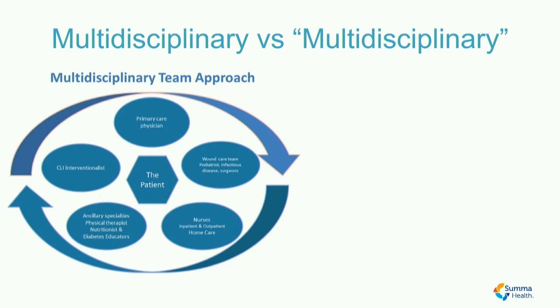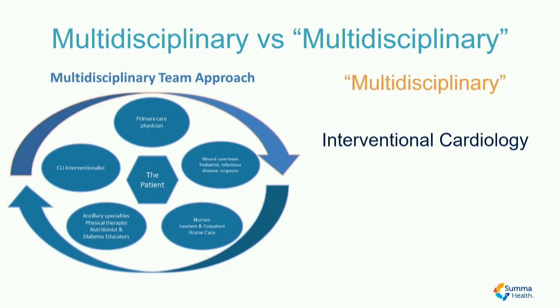You talk about a wound care team that involves a podiatrist, ID doctors. You have nurses that help care for the patient. You have the primary care doc. You have nutritionists, diabetes educators, et cetera. And then you have a CLI interventionalist. And all these people get together to try to provide the best care for a critical limb ischemia patient.